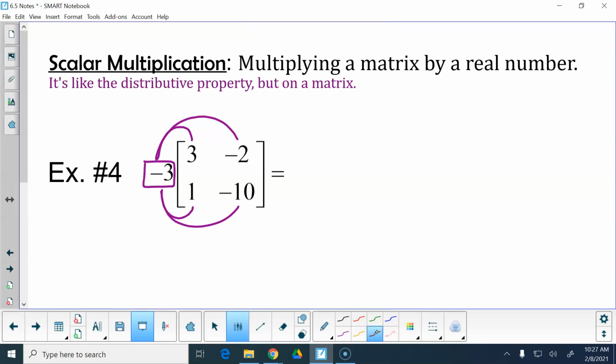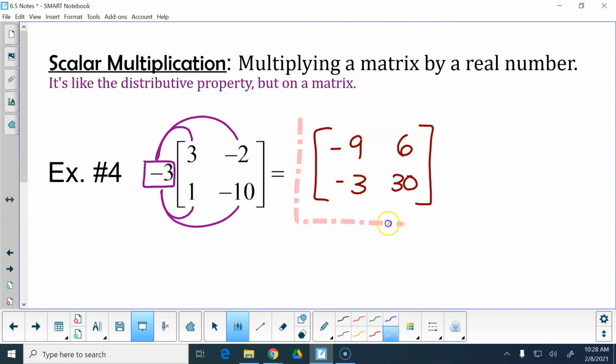So negative 3 times 3 is negative 9. Negative 3 times 2 is positive 6. Negative 3 times 1 is negative 3. Negative 3 times negative 10 is positive 30. And that's that. Okay? That's scalar multiplication. It's the easier of the two multiplications, which is why we can do it today.